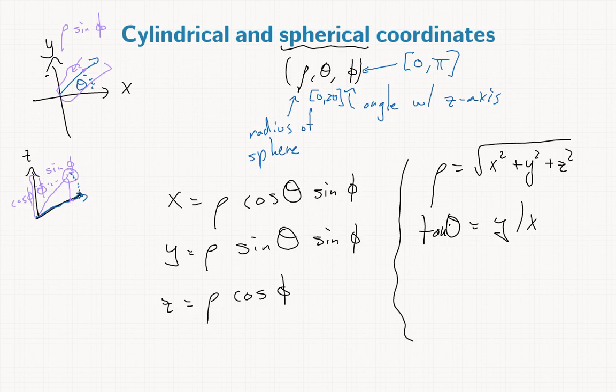So our formulas become rho cos theta sine phi, rho sine theta sine phi, and then phi we can get as cos inverse of z over rho, or z over the square root of x squared plus y squared plus z squared. And here we don't have that issue with the ambiguity because we're only evaluating cos inverse from 0 to pi, and it never takes on the same value twice in that domain.